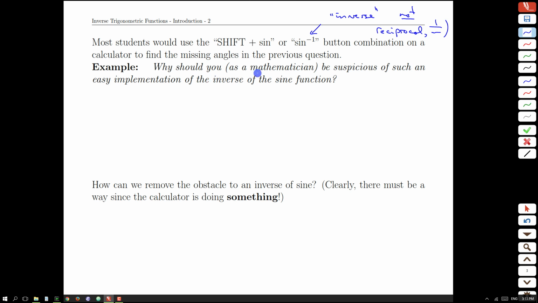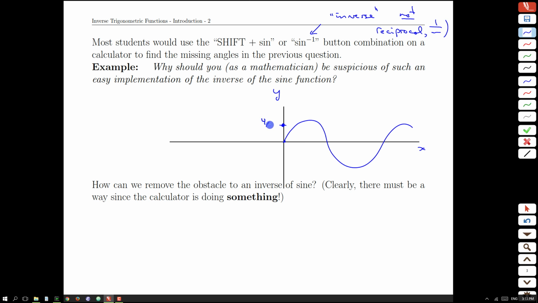The question is, what's going on with this button, and why in particular, as mathematicians, should we be suspicious of this magic inverse button? Well, one of the things that we're doing here, if we talk about the inverse of a function, is we are trying to go from x values to y values with a sine function. That's pretty normal. But the inverse is going from y values, we say 4/5, for example, and this is the graph of sine of x. We're looking for the angle that gives rise to that.